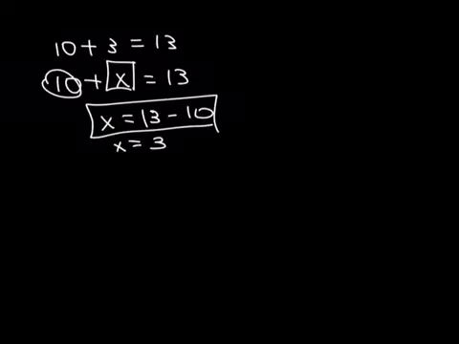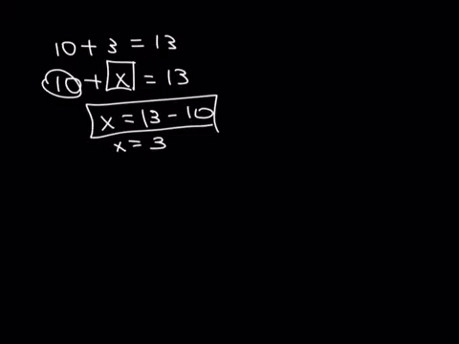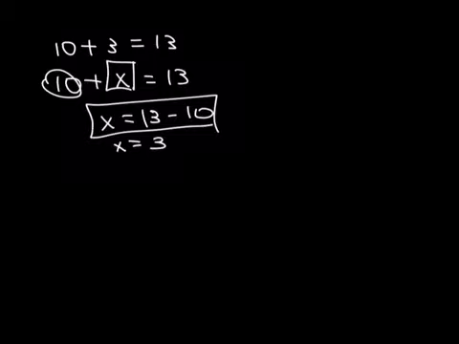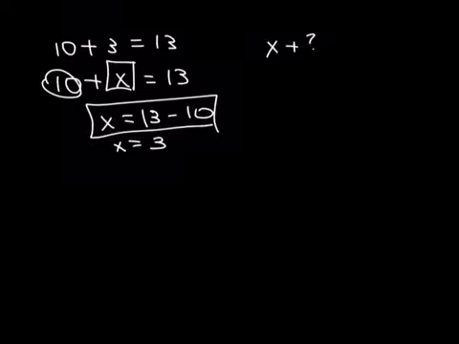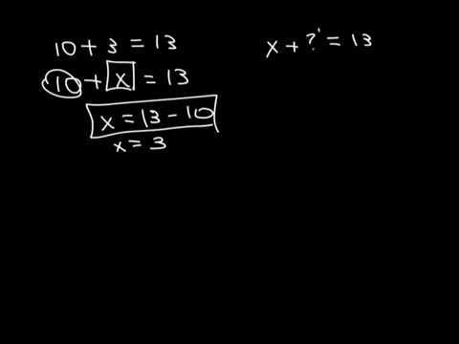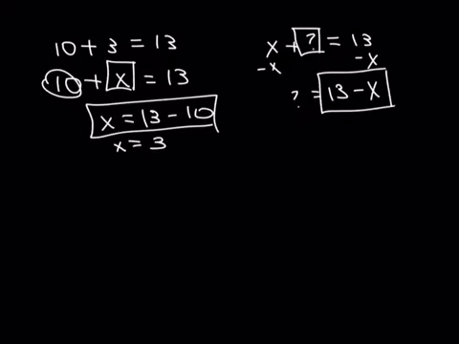This is the key part of that. So if we have the sum of two numbers is 13, we don't know what the two numbers are, but let's just say one of them is x. So x plus something equals 13. So what is that something? Well, if we subtract x here and x here, we have our something equals 13 minus x. So one of the numbers is x, and one of the numbers is 13 minus x.